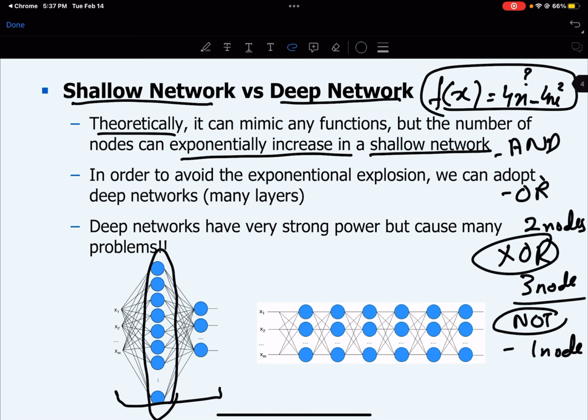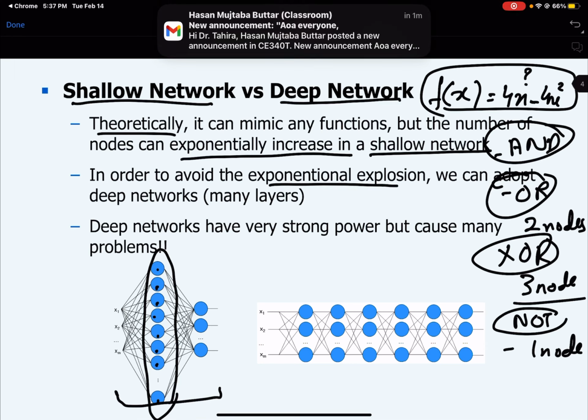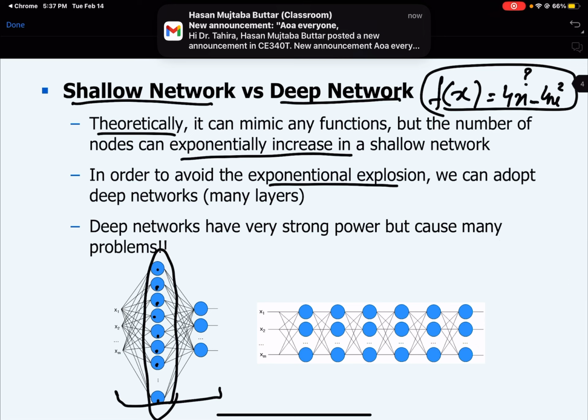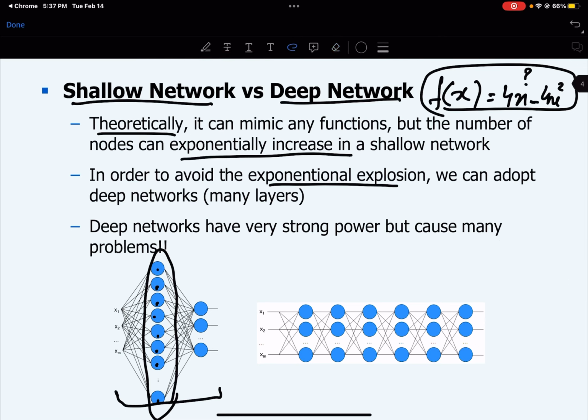So we can design our algorithm, we can mimic any function. Theoretically it is possible, but that increases as the function becomes more complex. We need more nodes in the first layer. So in order to avoid the exponential explosion, we have come up with the idea that we can adopt deep networks instead of a first layer with an exponential number of neurons.